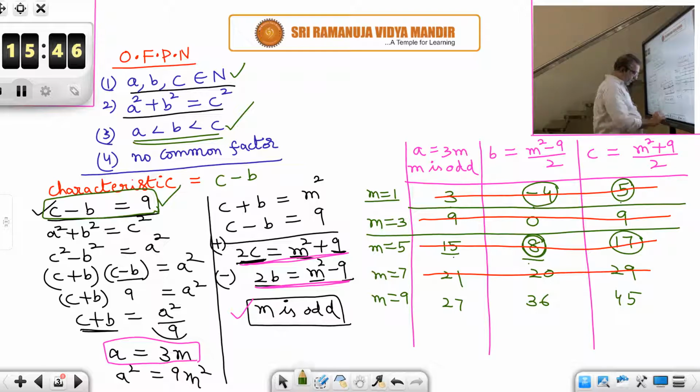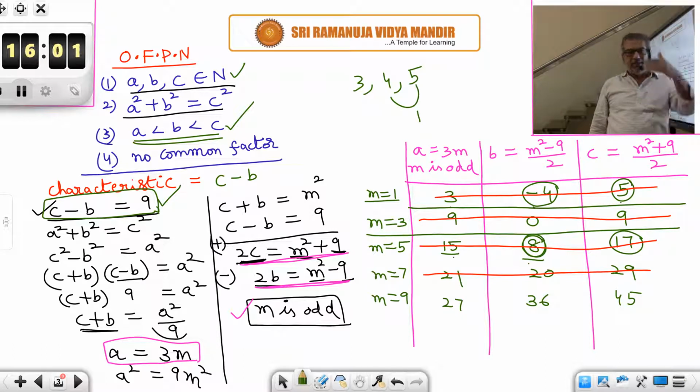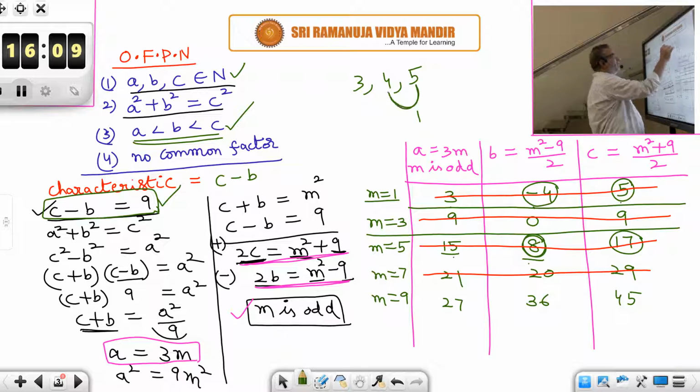If you remove that 9, divide by 9, what happens? 27 by 9, 3; actually 3, 4, 5. These are 3, 4, 5 with the characteristic what? 1. If you write the list of ordered fundamental Pythagorean numbers, the topmost one is 3, 4, 5. Characteristic is 1. You are multiplying by 9 and getting 27, 36, 45 here. So 9 is a common factor, so they are not fundamental. The fourth condition is failing, so they have to be removed.